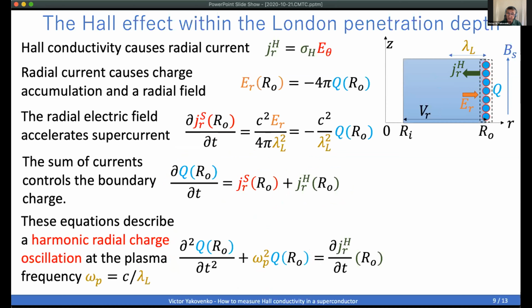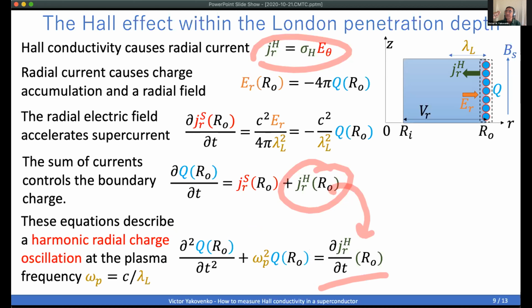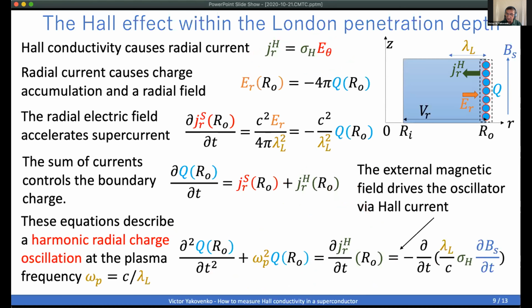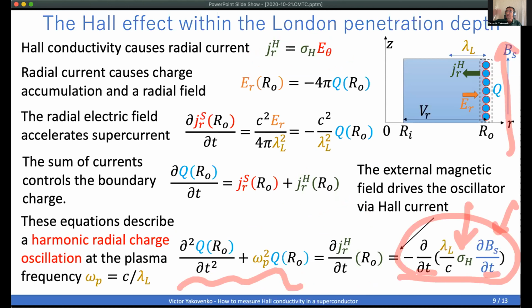But now the important part: if we have non-zero Hall conductivity, so we have a Hall current, the Hall current appears on the right-hand side of this equation. The Hall current is like a source or driver in this kind of plasma oscillator. The source is proportional to the time derivative of the Hall current, and if you substitute the formula, we have a right-hand side source which involves the second derivative of the magnetic field. So the bottom line is, if we have a non-zero Hall conductivity and an oscillating magnetic field in this direction, it will act like a driving force. It will cause forced charge oscillations at the plasma frequency.